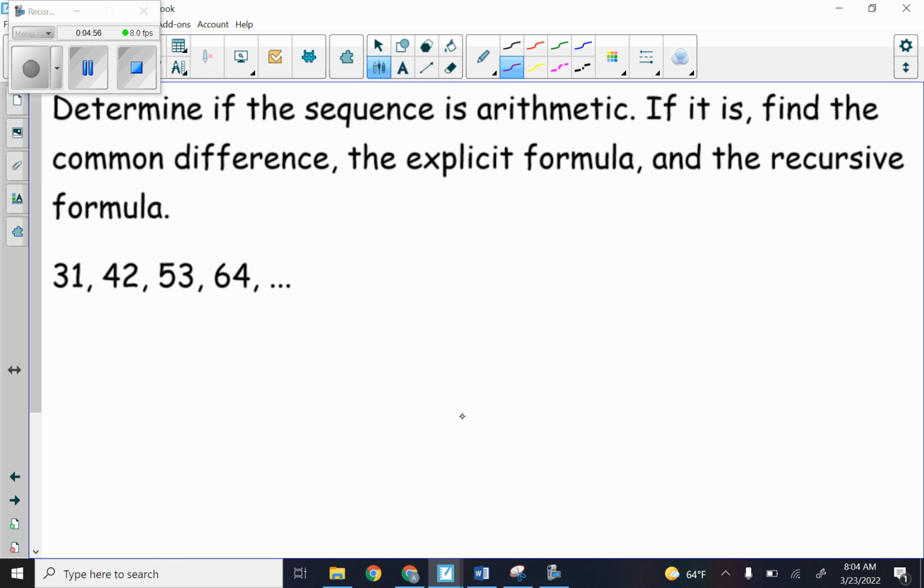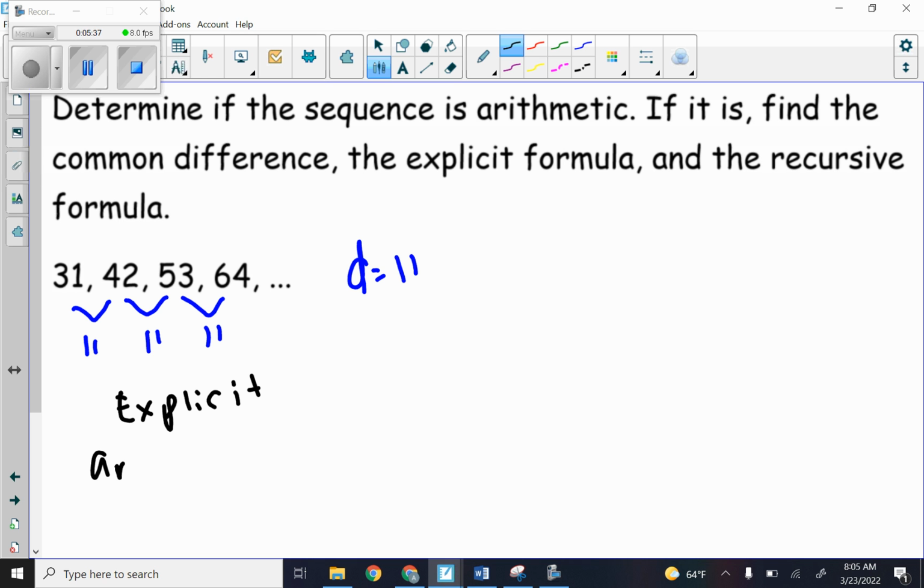Okay, so determine if the sequence is arithmetic. If so, find the common difference and explicit and recursive formula. So same exact thing we've been doing, except now we actually have a sequence. So first, determine if it is arithmetic. The sequence is arithmetic, and that common difference is 11, because they're increasing by 11 from each term to the next.